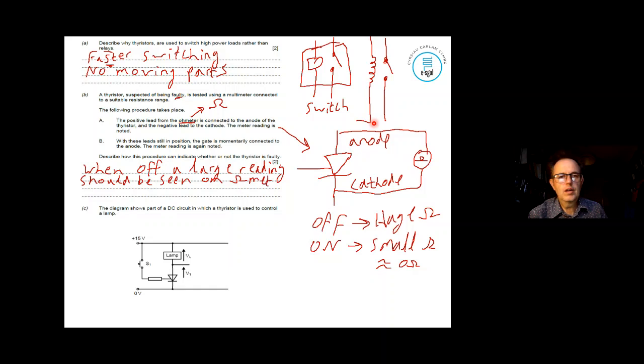Then, when it is switched on, if it's working, that resistance will dramatically decrease.